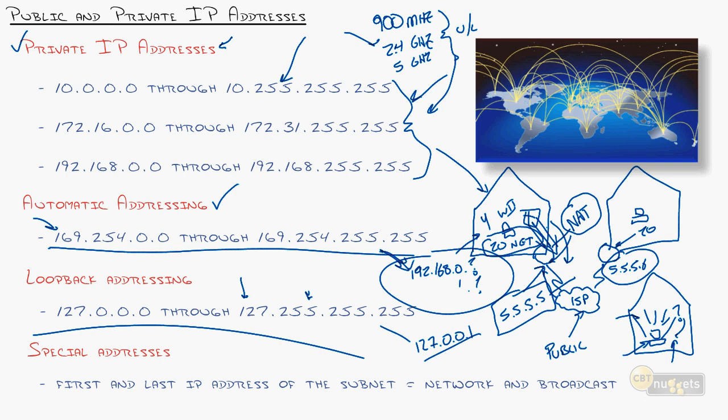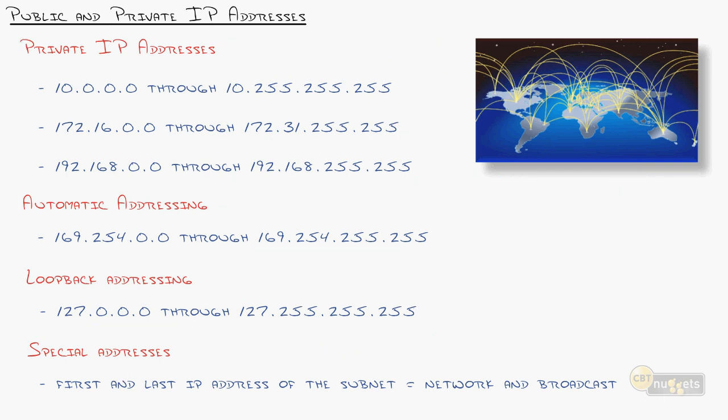The last one I say special addresses, and I mentioned this in the last nugget, but I want to specifically bring it up here. The first and last IP address of a network, and I shouldn't have said subnet, it just came out, are the network and broadcast addresses. So if I were to say 172.30.100.0, that's the network we've been using with this subnet mask.